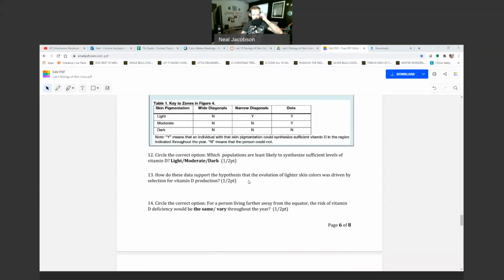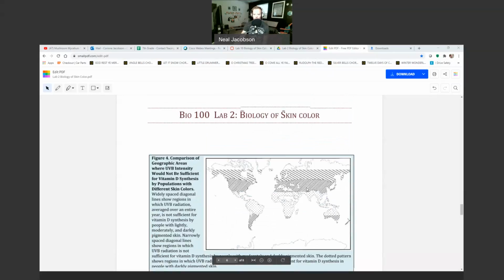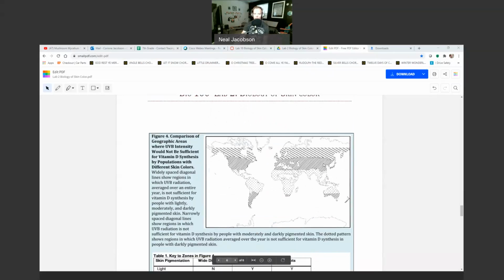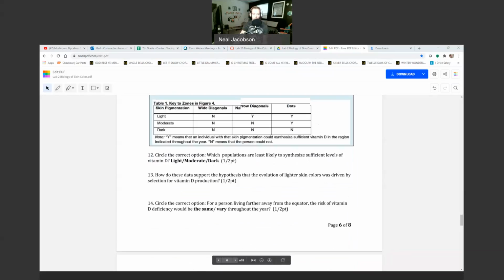It also supports it because people with lighter skin at these temperate latitudes are going to have enough sunlight in those latitudes to produce enough vitamin D. All right. And then circle the correct option.